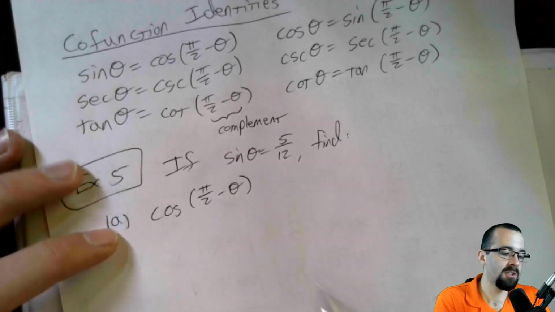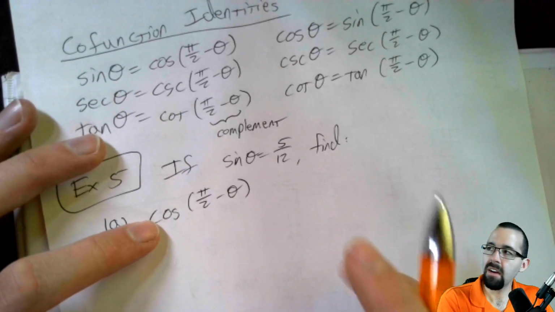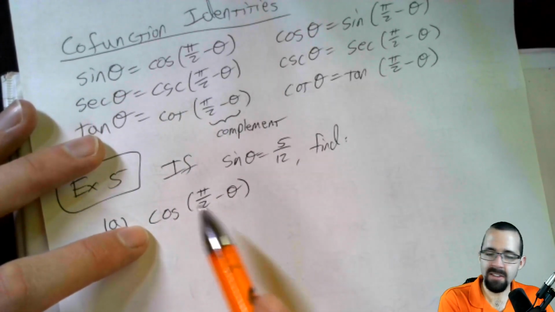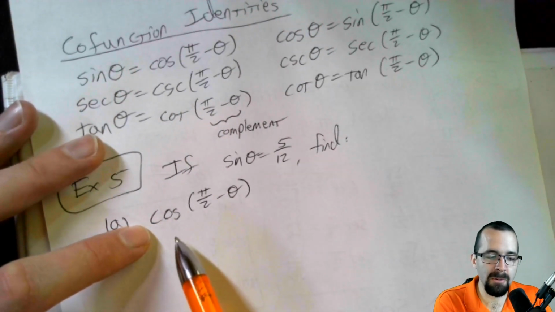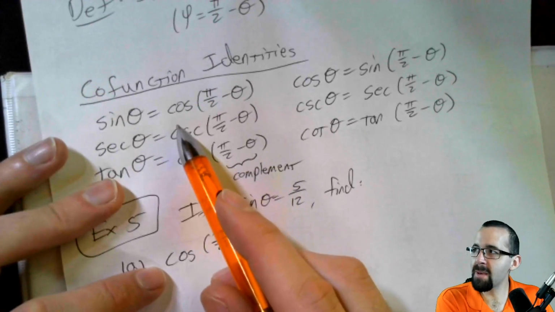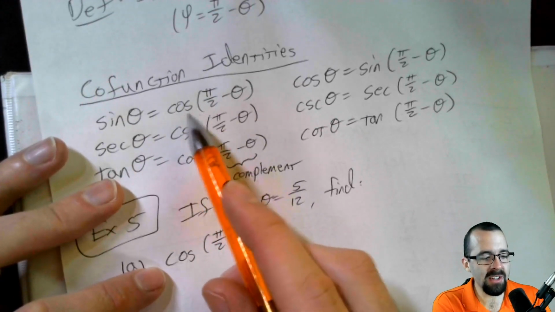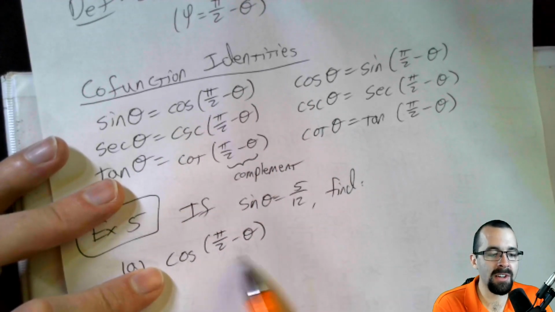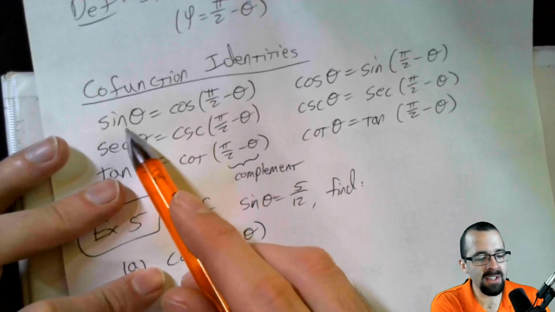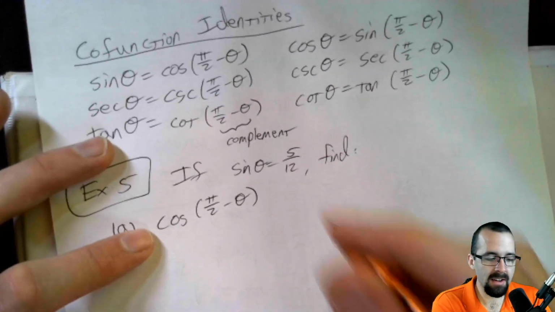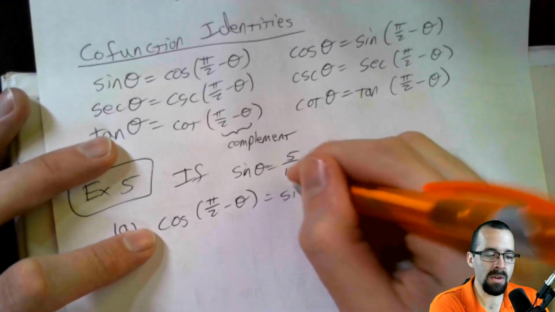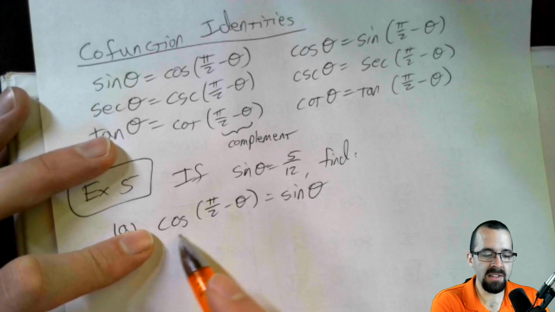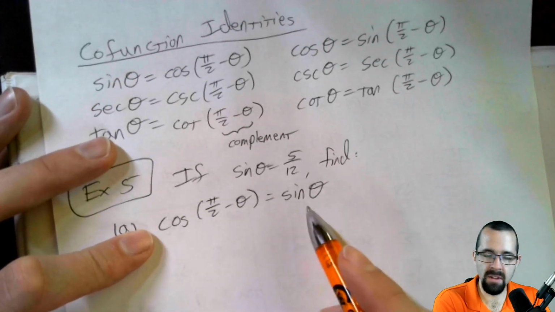Okay, so notice here, this looks a little similar to something we've seen before. In fact, we just talked about some cofunction identities where we said the cosine of pi over 2 minus theta, oh, look at that, that's exactly what we have here. We said the cosine of pi over 2 minus theta is just equal to sine of theta. So, if they're equal, we replace cosine of pi over 2 minus theta with sine of theta.